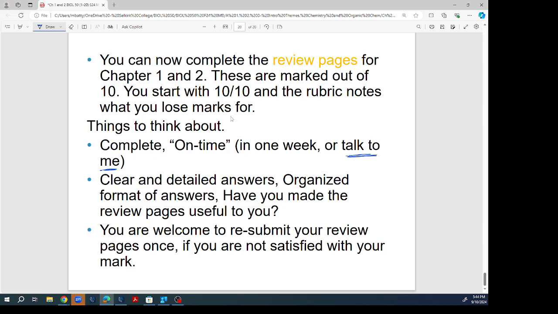Really, when you're doing your review pages, things to think about: have you made those pages useful to you? Absolutely, copying from the glossary might not be a bad place to start when you're doing the pre-reading, but you can take it a little bit further when you get onto these yellow review pages. And the other thing with the yellow review pages, as much as I mark them out of 10, if you're not happy with them, you could resubmit them and increase your mark, or I assume it's going to increase your mark.